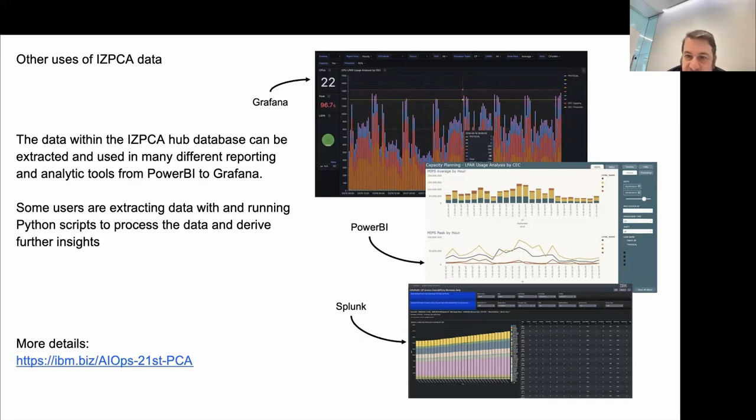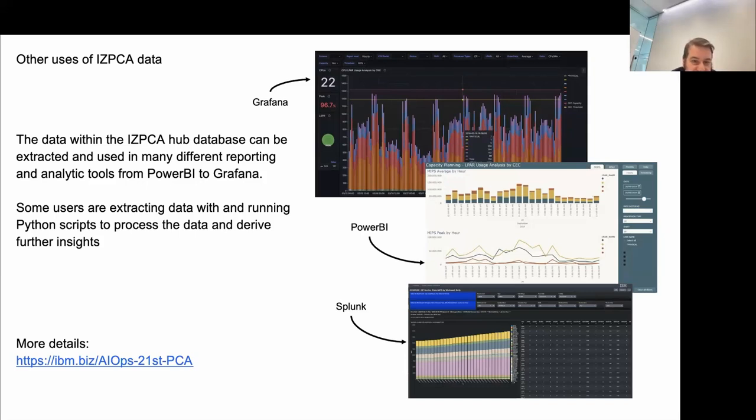So the top example is CPU LPAR usage by KEC in Grafana, and this was just queried out of the database, and then if you have someone who's an expert in Grafana, they can then present that data there. Similarly, something like Power BI, that's all IZPCA data there, or Splunk.